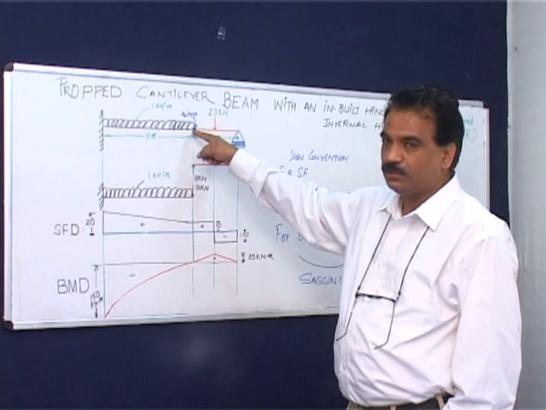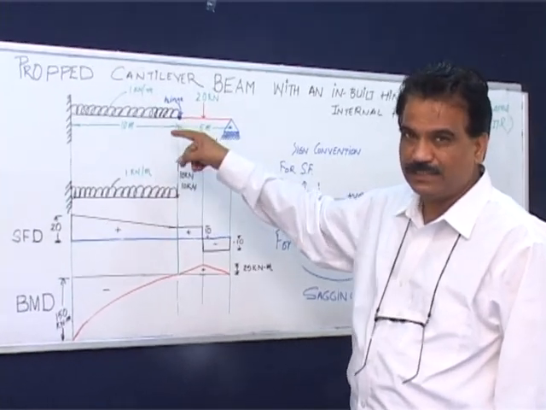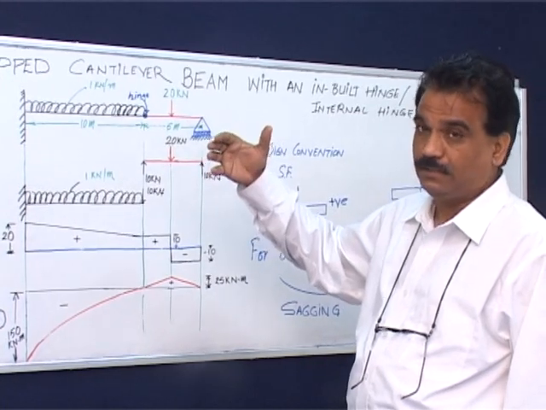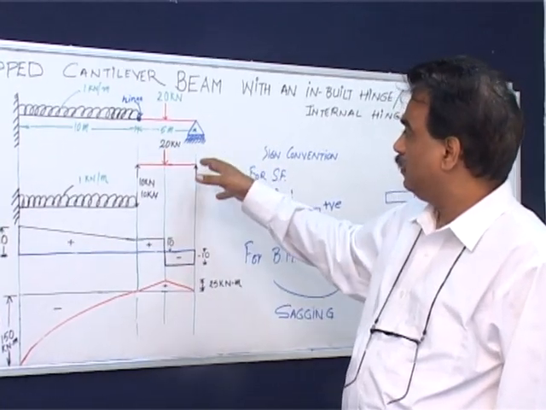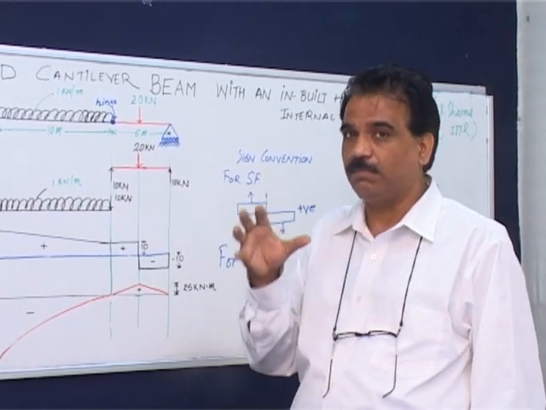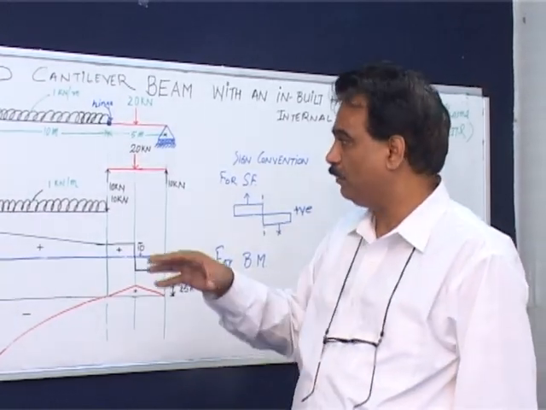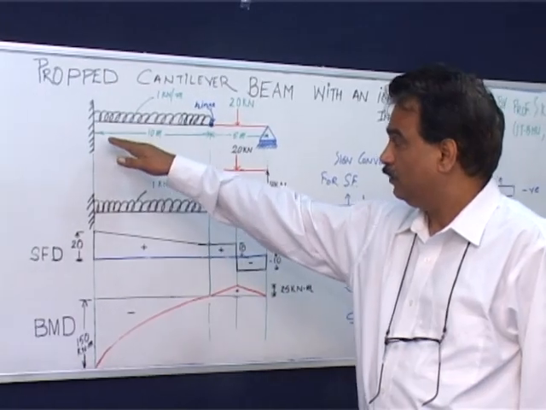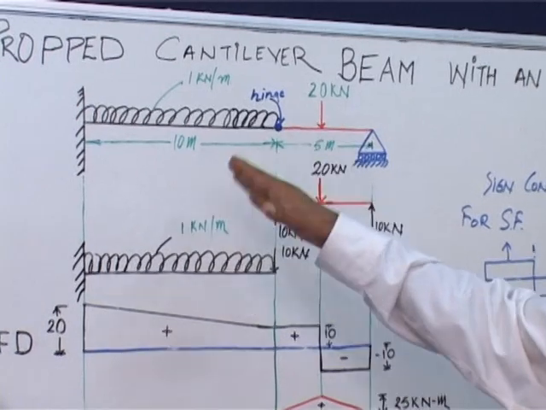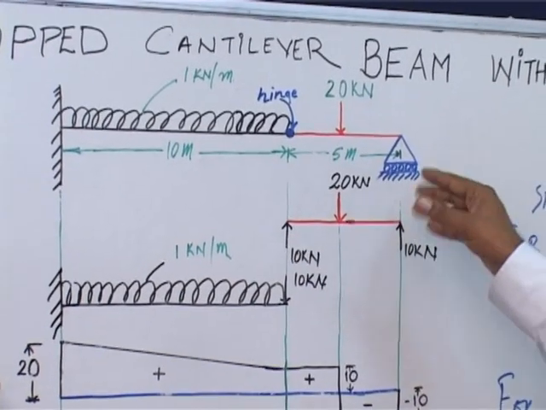But the moment you introduce the hinge, it gives you an additional equation. So this additional equation will help us make it a determinate structure. Now, for the purpose of solving, we shall break this big problem into 2 parts. Number 1, we'll take this 10 meter part of the beam separately. We'll take this 5 meter part of the beam separately.